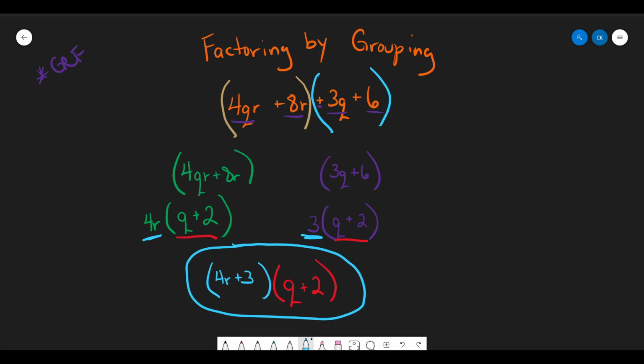Now again, I can always check this by double distributing. If I double distribute this, do I end up with what I started with? Well, again, the answer in this case is yes, I do. 4r times q is 4qr. 4r times 2 is 8r. 3 times q is 3q. 3 times 2 is 6. And I do end up exactly with what I started with. So I know that I factored this out correctly. You should always be checking your work when factoring. It makes it very simple to check.